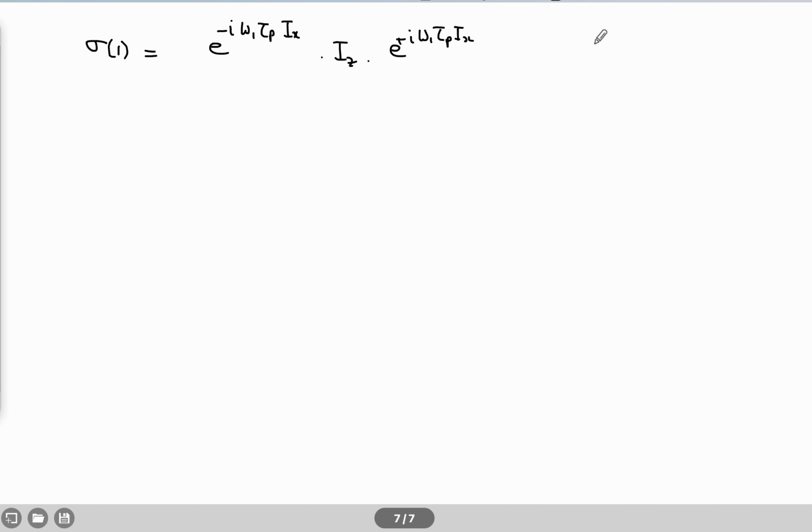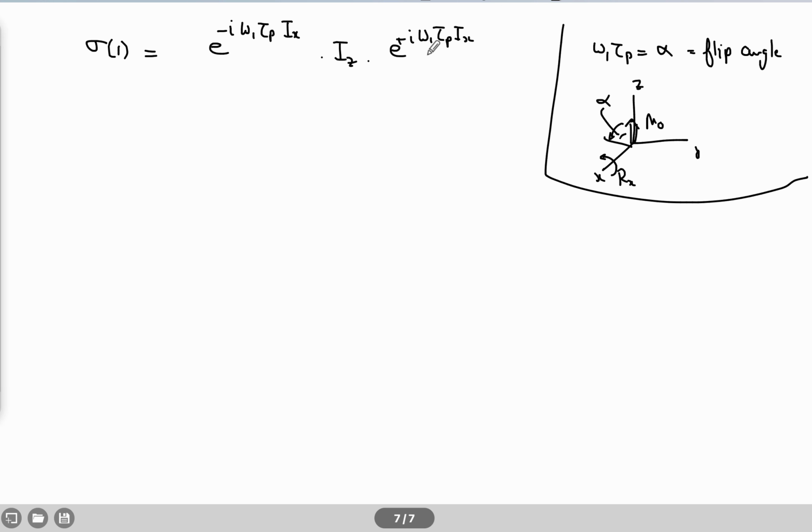Now you can also see that omega 1 into tau p is nothing but the angle alpha, which is the flip angle. Right? So if you remember, this is how far you are flipping down the magnetization M0. If you carry out this rotation Rx, by how far you are flipping down this magnetization, this angle is called alpha, or the flip angle, right? Okay, so now let's try to expand this using BCH expansion.